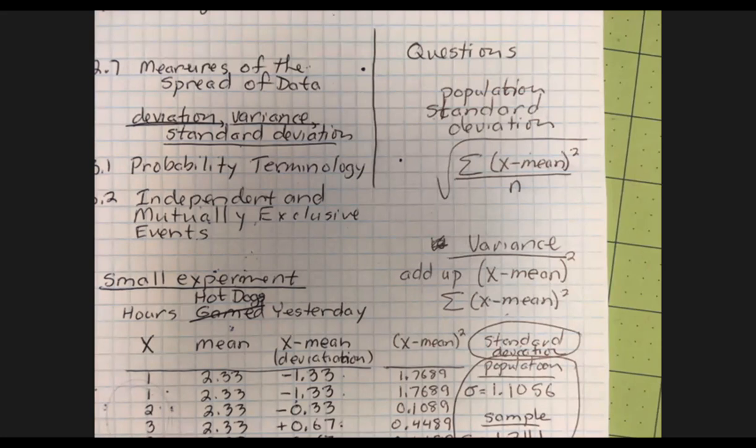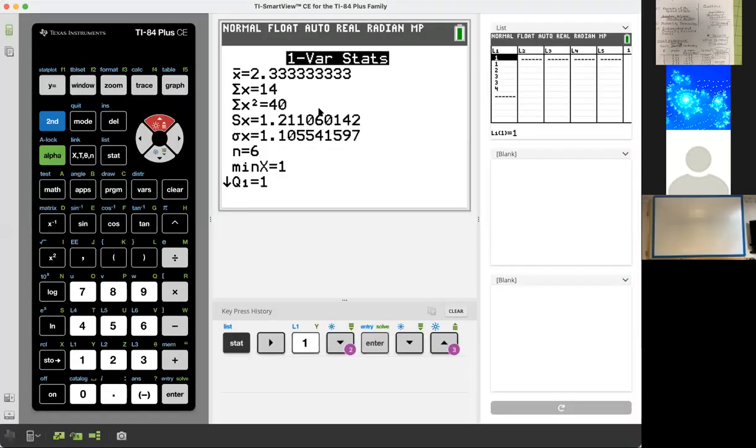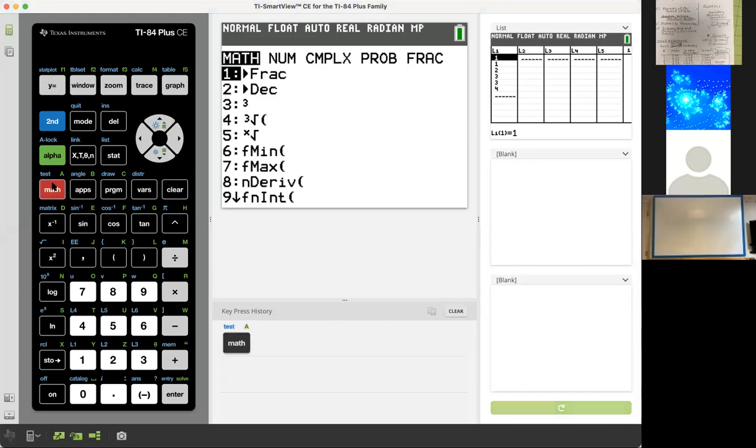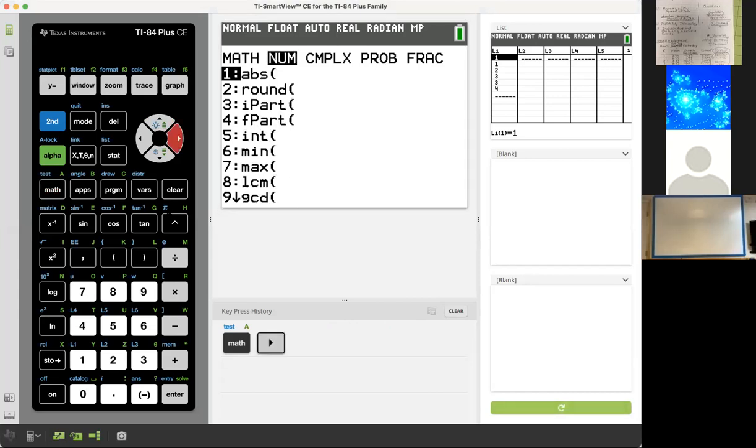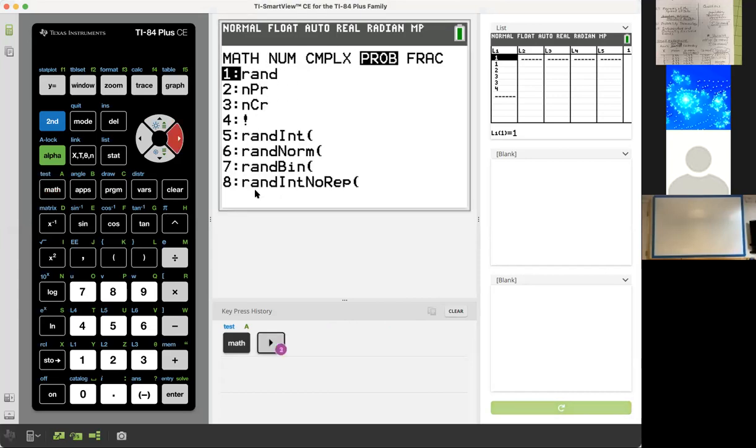So I'm going to go back and share my calculator screen. If I can find it, there it is. Now you're looking at my calculator screen. I showed you this once before, and the book shows it to you, but maybe you forgot it. Look under the math button, then look under probability. So just arrow over to probability. And look at this: random integer with no repeats, number 8. Let's try that.